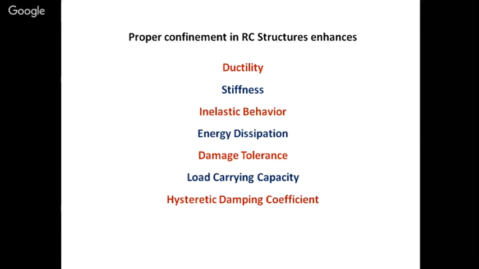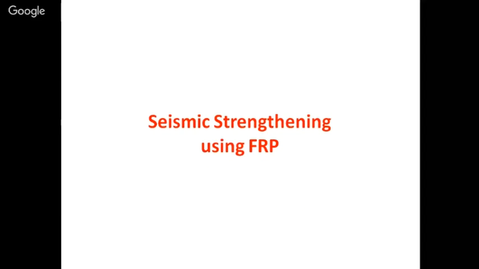So our IS code recommends, if you follow the IS code procedures, you can increase the ductility, stiffness behavior, inelastic behavior, energy dissipation. It will provide you a better damage tolerance capacity and offers better load resistance capacity and damping coefficient if you follow. Now, the question is, this is a recommended procedure to be followed in new construction.